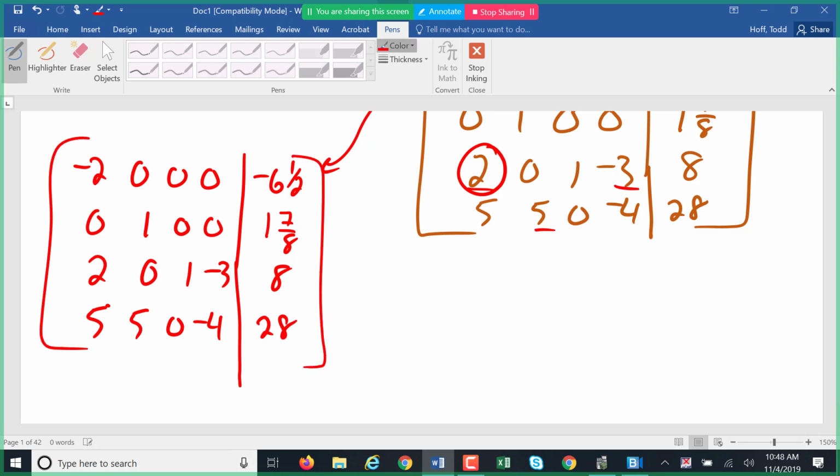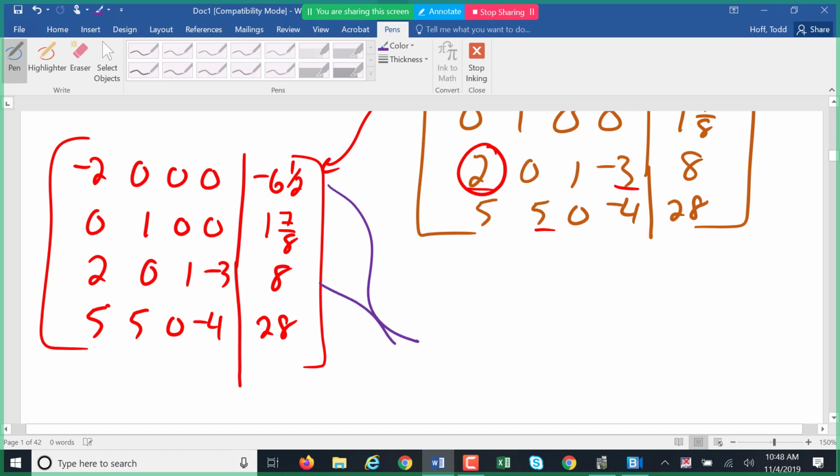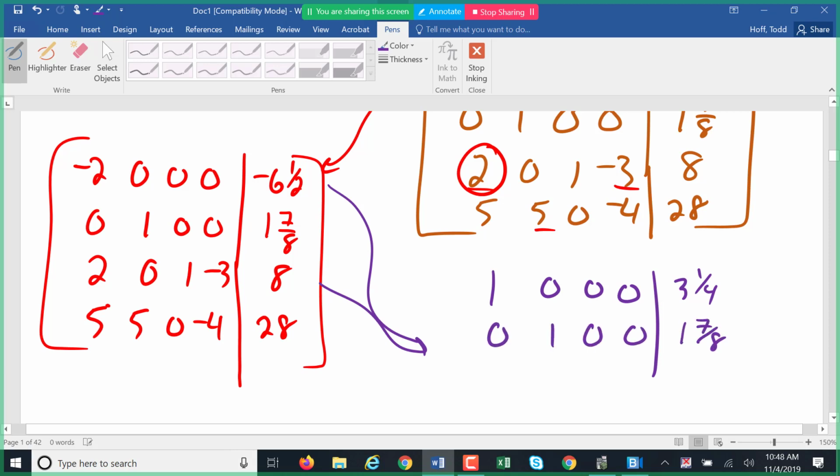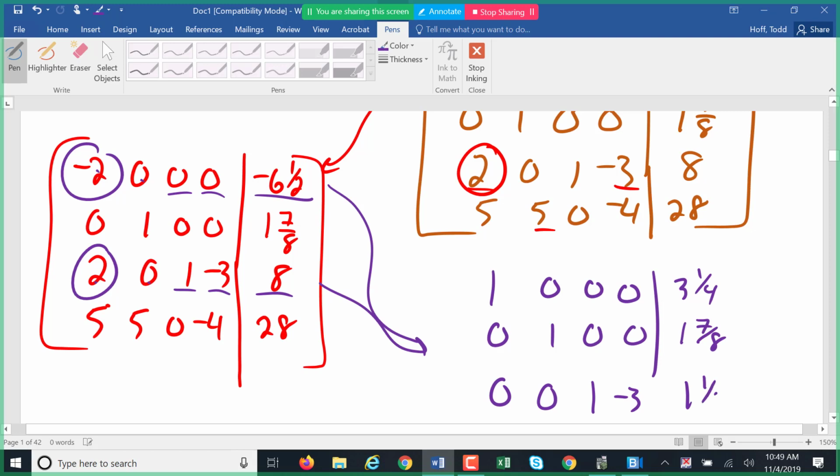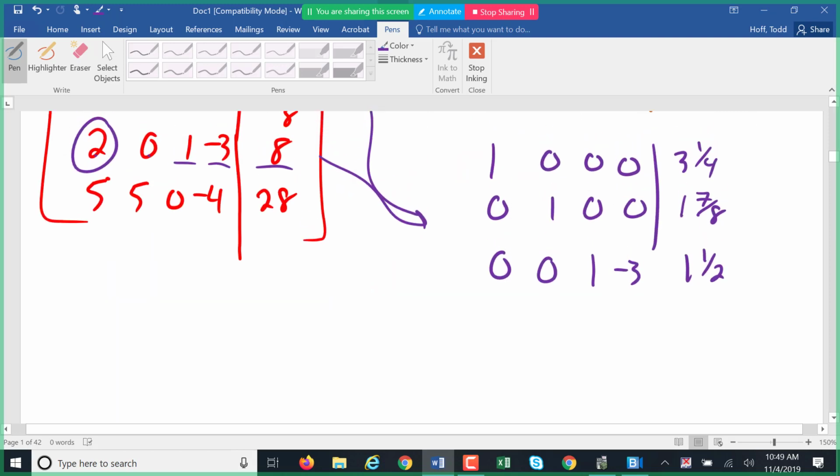So now I'm going to combine rows 1 and 3 and replace row 3 with them. So my top row, I'm going to go back to what it was before I multiplied. So 1, 0, 0, 0, 3 1/4. Second row doesn't change. That third row, I'm going to add it to the first row. -2 plus 2 is 0. 0 plus 0 is 0. 0 plus 1 is 1. 0 plus -3 is -3. -6.5 plus 8 is 1.5. Bottom row isn't going to change.